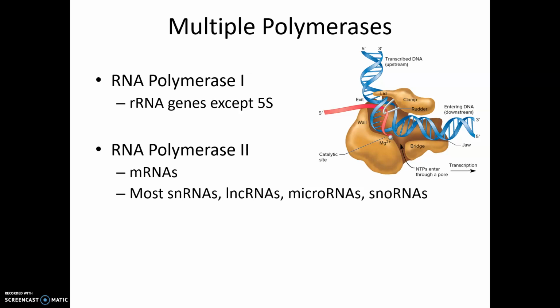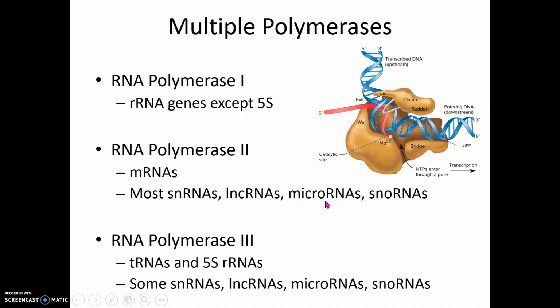RNA polymerase 2 transcribes all mRNAs. So this is the one that most everything we're talking about is centered around, because these are the protein coding genes. It also transcribes most snRNAs, lncRNAs, so small nuclear, long non-coding, micro RNAs, and small nucleolar RNAs. And we will talk about these in a couple chapters from now.